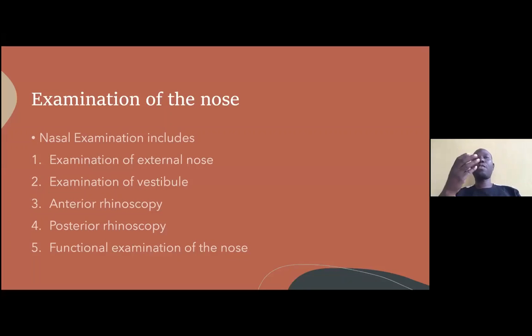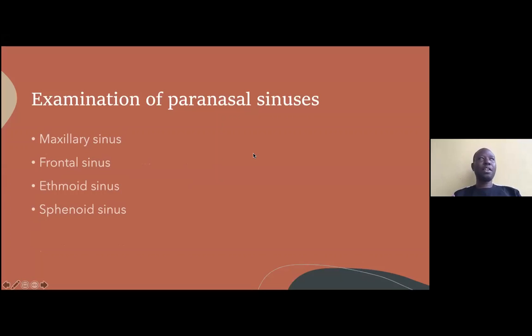So you examine for the smell, as you bring different scents to the anterior nares to ask the patient whether the patient can identify those scents. Then the functional examination of the nose. Paranasal sinuses involve the maxillary sinus.